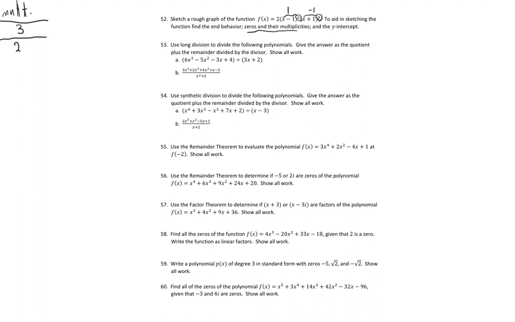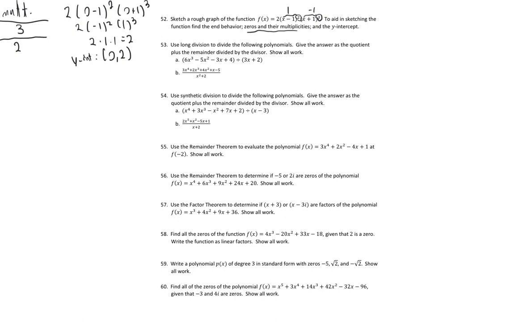Other stuff I need is my y-intercept. So the y-intercept is when you plug in 0. So if I do 2 times (0 minus 1) squared times (0 plus 1) cubed, you get 2 times minus 1 squared times 1 cubed. Minus 1 squared is 1. 1 cubed is 1. We just get 2. So we'll have the point (0, 2). That is our y-intercept.